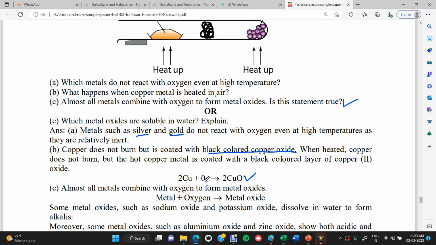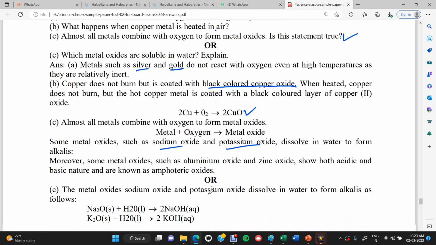Some metal oxides like sodium oxide and potassium oxide dissolve in water to form alkalis, right? And some metal oxides like zinc oxide and aluminum oxide show both acidic and basic nature. Those are known as amphoteric. These are the additional points you should have in your mind, right? Then, which metal oxides are soluble in water? Here, there is the answer itself. Yeah, sodium oxide and potassium oxide are soluble in water. That's it.